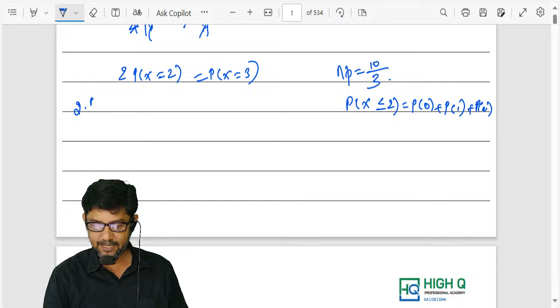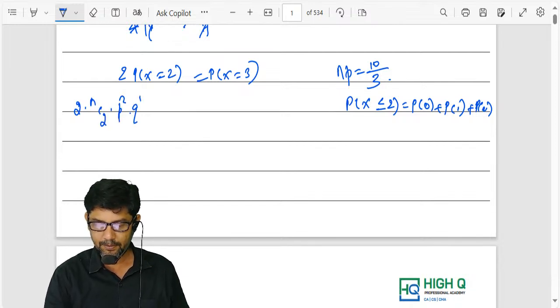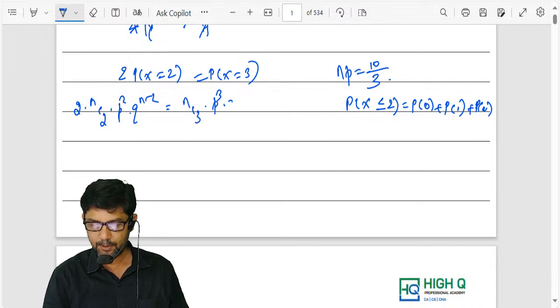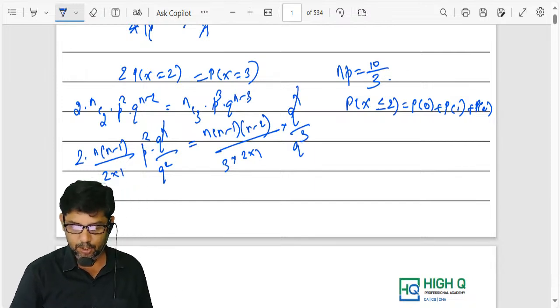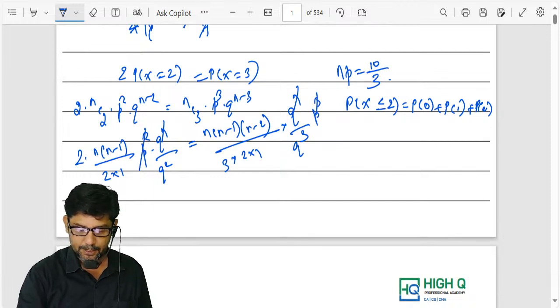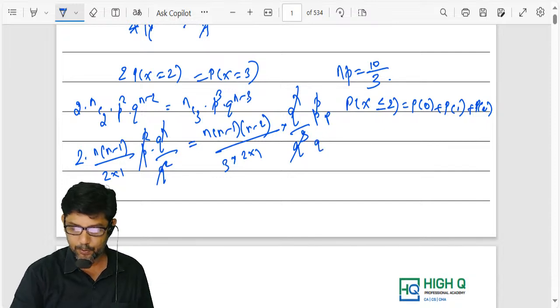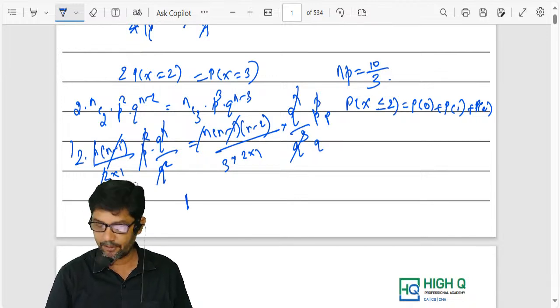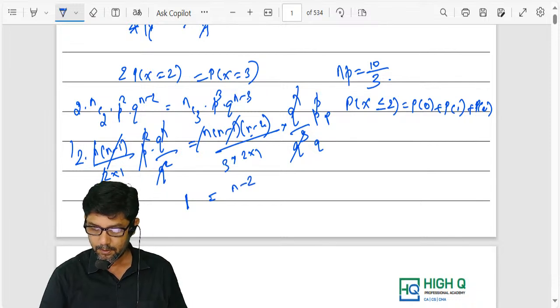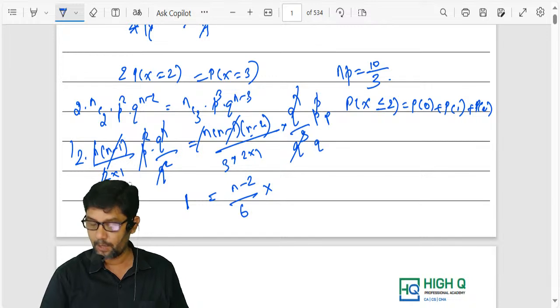So 2 times NCX P square Q power N minus 2 equals NC3 P power 3 Q power N minus 3. 2 into N into N minus 1 divided by 2 into 1, P square into Q power N by Q square, equals N into N minus 1 into N minus 2 divided by 3 into 2 into 1, into Q power N by Q cube. Q power N gets cancelled. Say yes or no. And P cube I missed. P cube and P square get cancelled, 1 P extra. Q cube and Q square get cancelled, Q extra. N minus 1 and N minus 1 get cancelled. The 2s get cancelled. So the left hand side entirely got cancelled, therefore which is 1. N minus 2 by 6 into P by Q. Am I right, my dear?